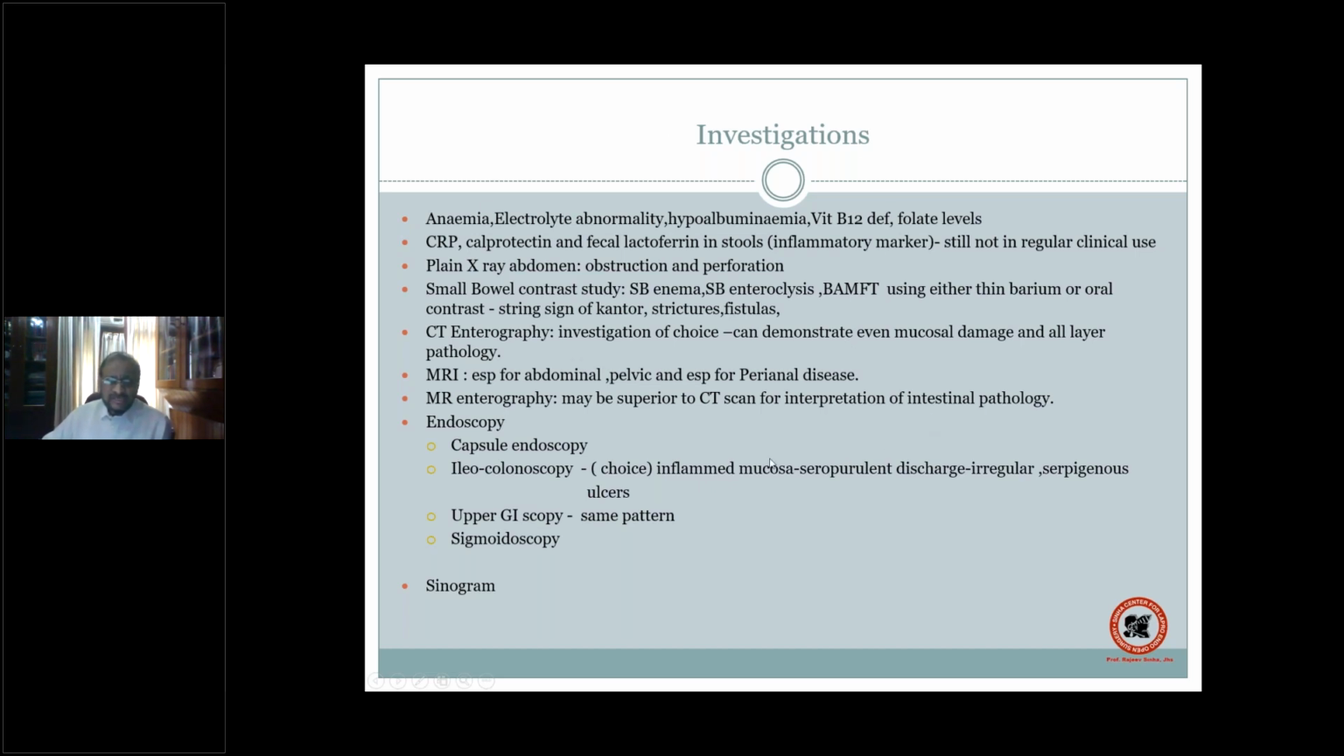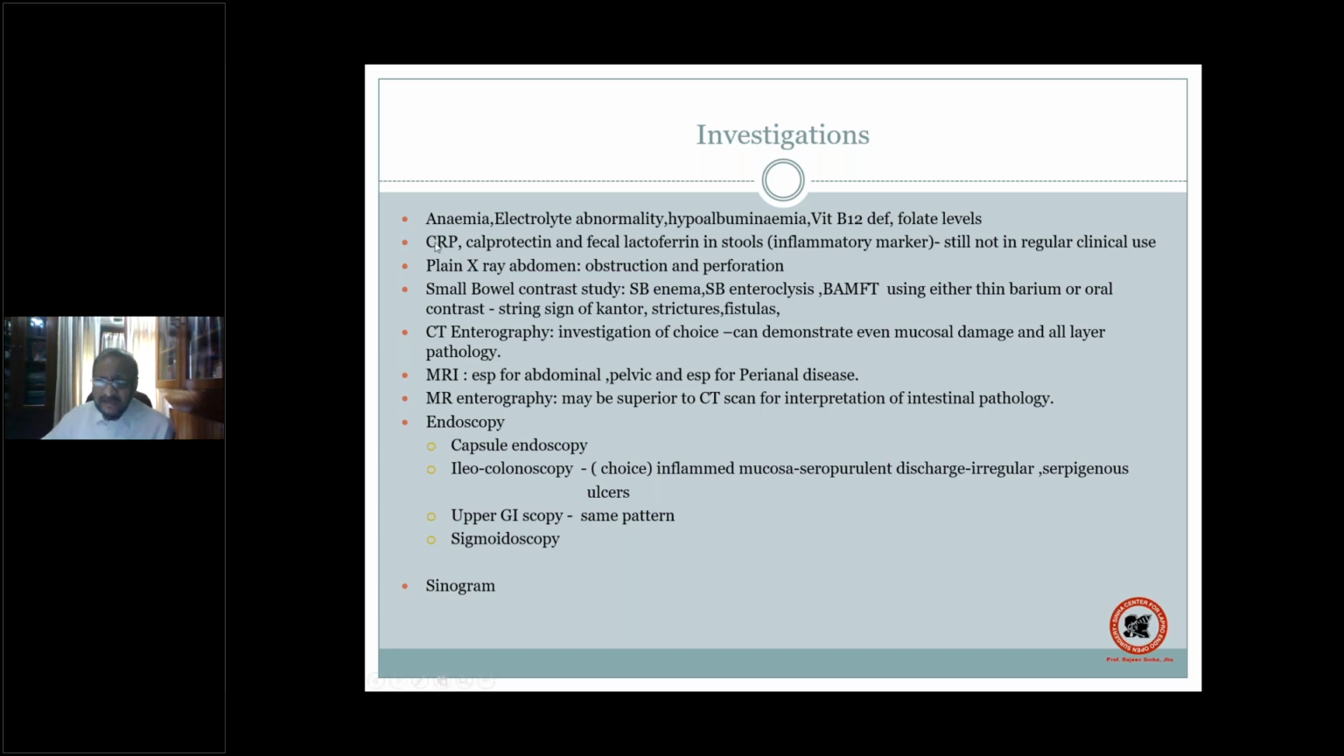The investigations are important for Crohn's disease. And what are the investigations we're talking about? Number one, look for anemia, electrolyte abnormalities, look for low albumin level. Why? Because these patients are losing protein. Look for vitamin B12 deficiency, look for folate levels, right? So these are the important biochemical markers or hematological markers which are required in these patients.